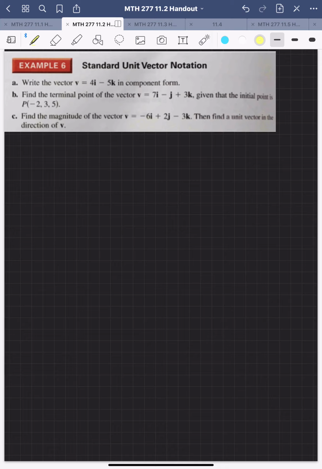For example 6, there are 3 parts. I really want you to highlight part B. This is a very good question for you to keep track of, to have access to. Ready? But let's start with part A. So we're given V, and we're back to this IJ notation. Only now the standard notation is IJK, right? Because now we're in space.